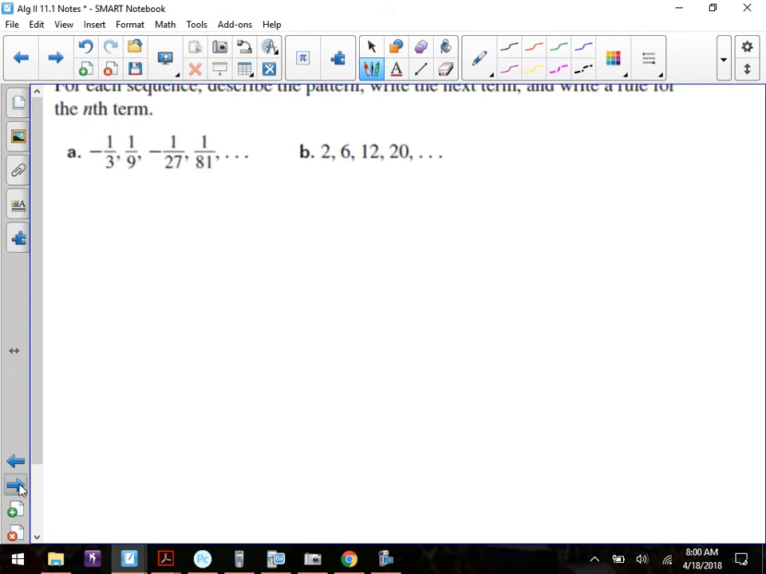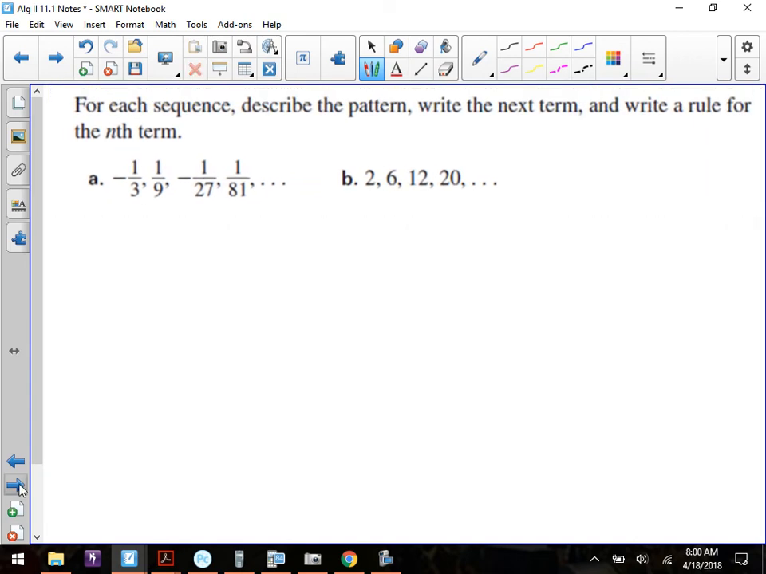Let's write some rules. So, if I want to write some rules, oh, there they are. I made notes. I want to write a rule for -1/3, 1/9, -1/27, and 1/81st. And I want to write the rule for that sequence.